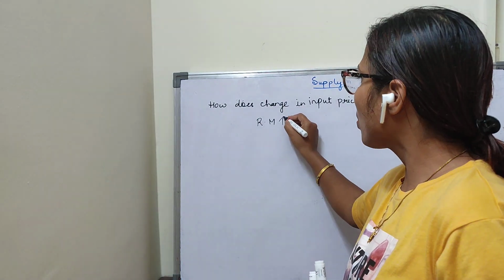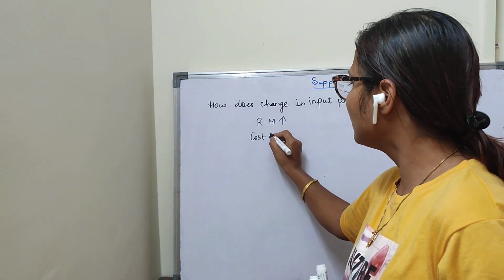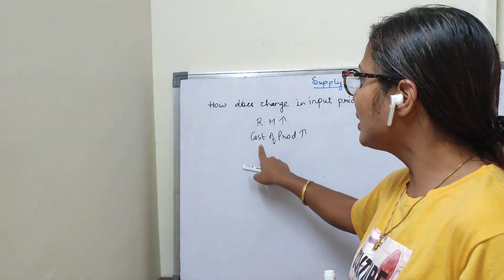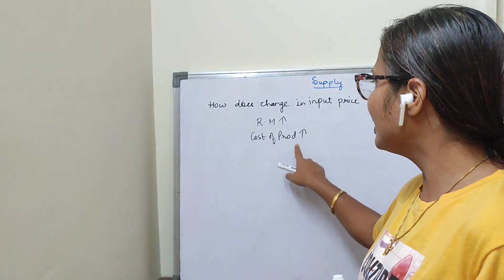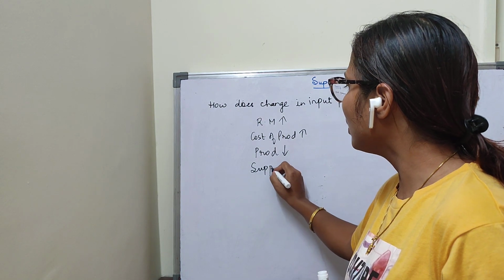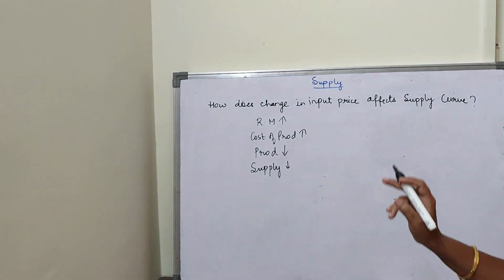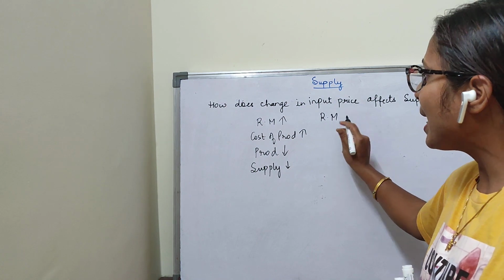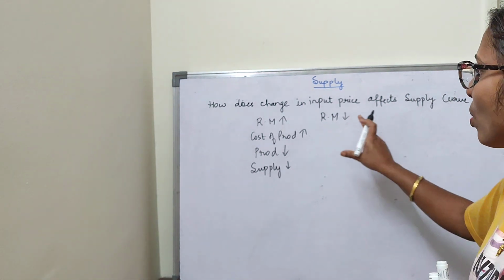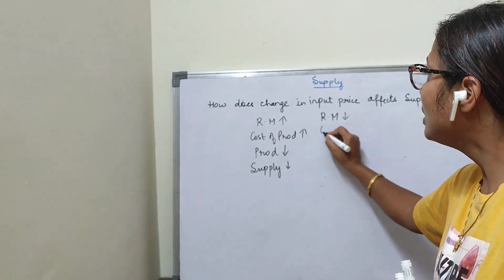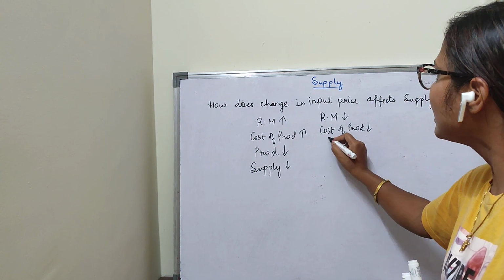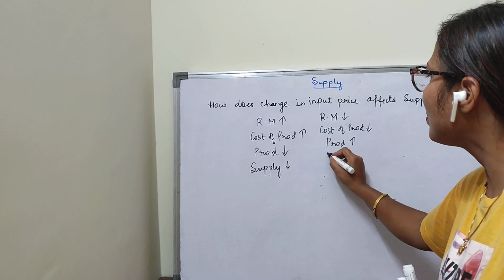When raw material cost increases, my cost of production will also increase. When cost of production increases, my production will fall. When production falls, supply will also fall. Clear? Now when the price of raw material reduces, it leads to a fall in the cost of production. When cost of production falls, production increases, so supply increases.